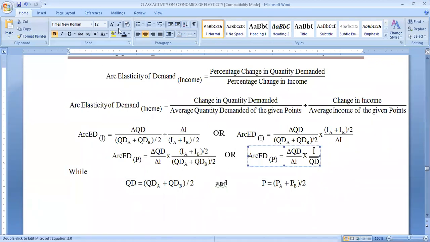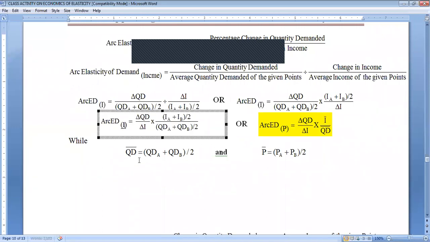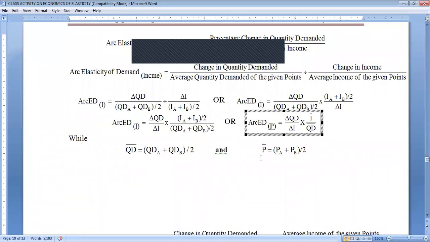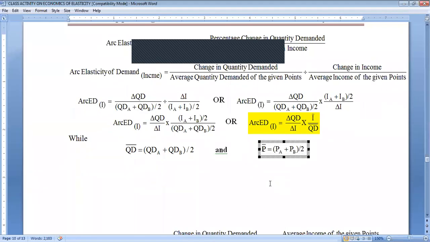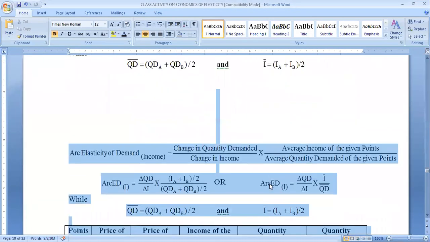This is the required formula for arc elasticity of demand with respect to income, where QD bar represents the average quantity demanded of 2 points, while I bar represents the average income of 2 points, right? Now let's move towards the solution.